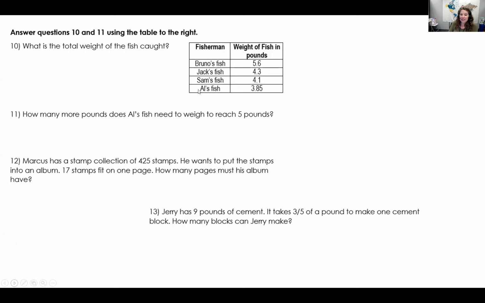Jerry has 9 pounds of cement. It takes 3/5 of a pound to make 1 cement block. How many blocks can Jerry make? So we're going to take our 9 pounds and divide it by 3/5 of a pound. We're going to keep it, change it, flip it. And then I know 3 and 9 can be divided by 3. So the answer is 15 over 1, which is 15. His 9 pounds of cement can make 15 blocks.